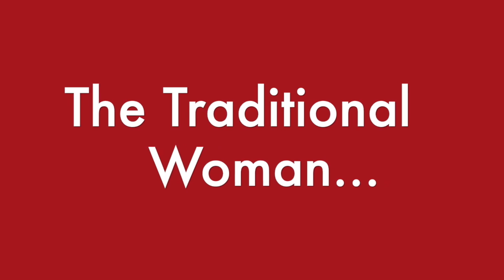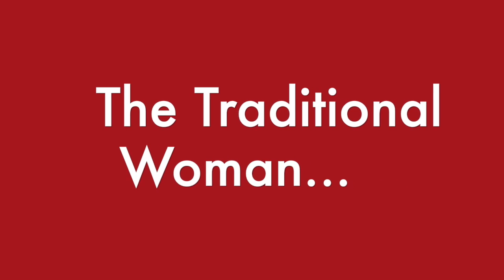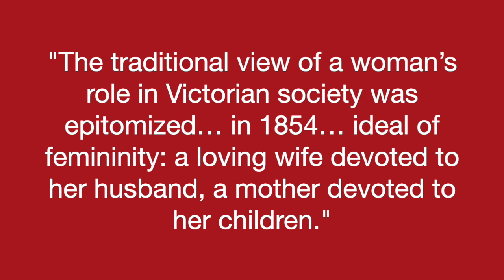Very briefly, I'm going to be talking about the traditional woman. She's a housewife who is subordinate to her husband and births his children. These are what you would call the typical gender roles. Greg Buswell states, the traditional view of a woman's role in Victorian society was epitomized in 1854. Ideal of femininity, a loving wife devoted to her husband, a mother devoted to her children.